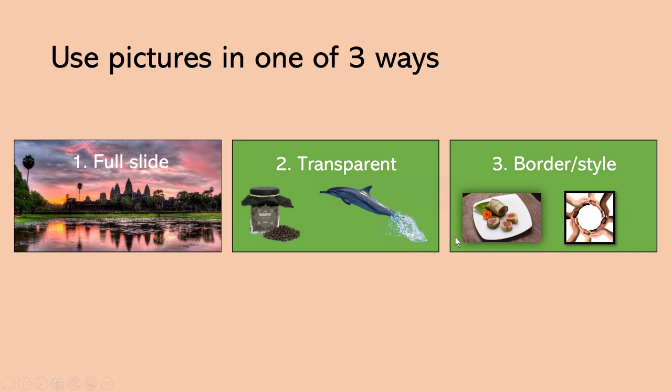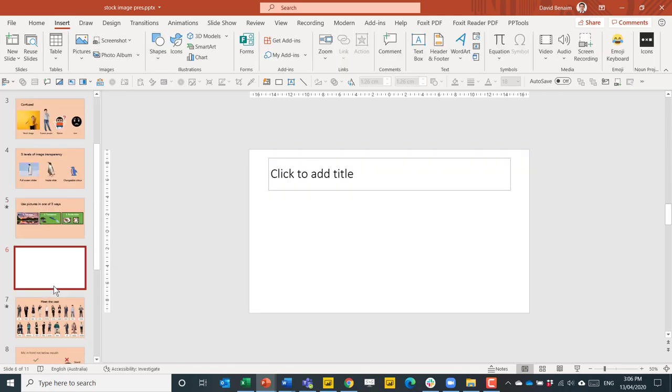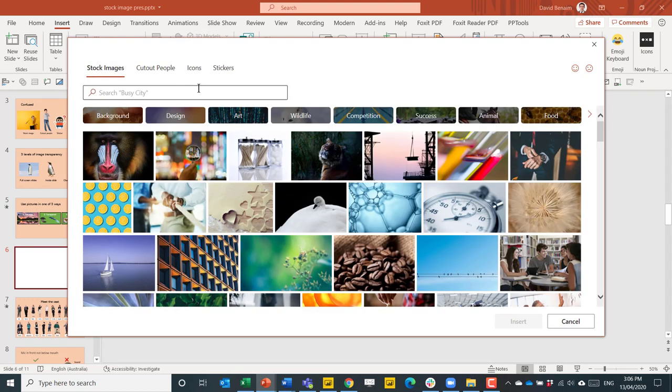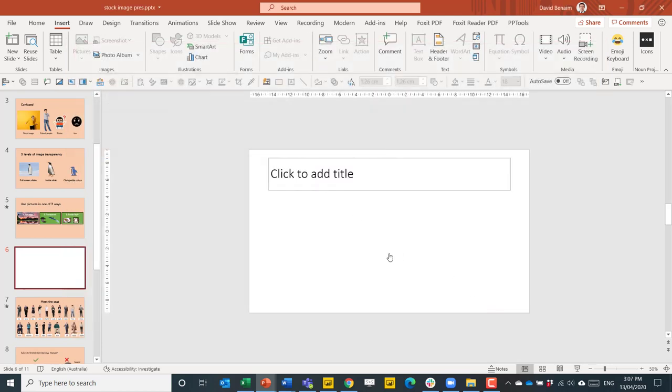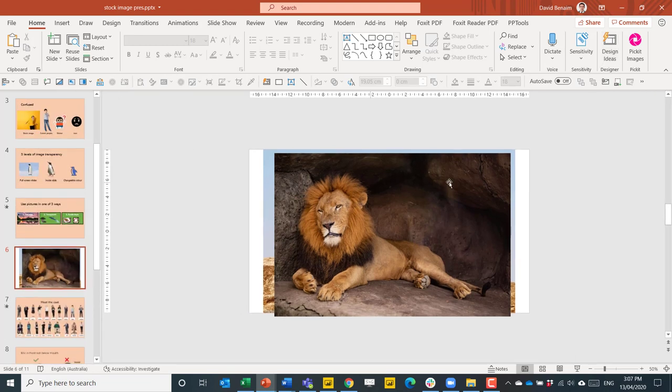So I'm going to show you how to do that. Let's go to Insert, Stock Images. Let's make a new slide, Control M. You can get to it through icons and just click here. And let's look for some lions. Well, let's just take these two of lions like that. Going to exit out of this. This is a really great feature as well.